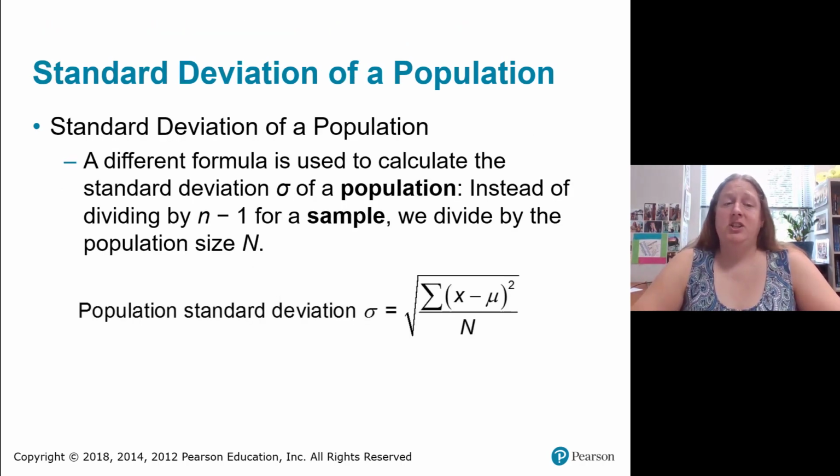Now, for the standard deviation of a population, our formula looks more or less the same, except we're replacing all of our English alphabet letters with Greek alphabet letters. So we'll have lowercase sigma equals the square root of our sum of our data values minus the mean, mu, squaring that, and dividing by the population size. Now, this is the big difference, what we're dividing by. In the sample, we divide by n minus 1, and for the population, we divide by the population size without subtracting 1.